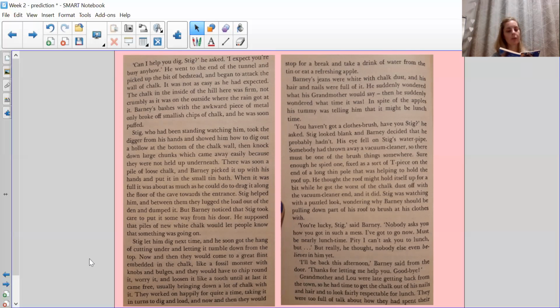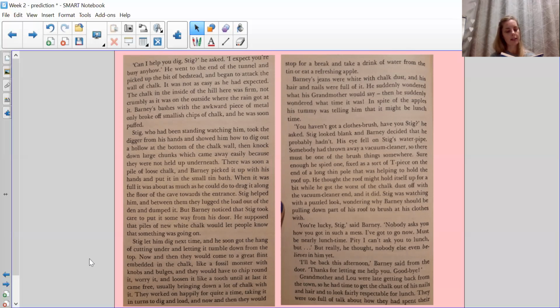Barney's jeans were white with chalk dust, and his hair and nails were full of it. He suddenly wondered what his grandmother would say. Then he suddenly wondered what time it was. In spite of the apples, his tummy was telling him that it might be lunchtime. "You haven't got a clothes brush, have you, Stig?" he asked. Stig looked blank, and Barney decided that he probably hadn't.